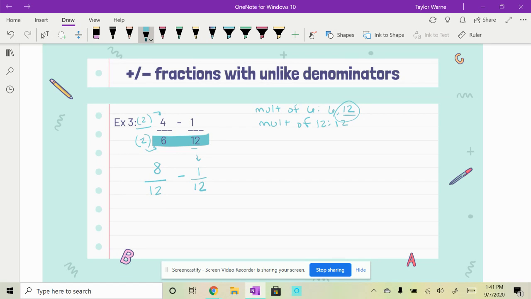So 8 minus 1 is 7 divided by 12. Again, we cannot simplify here, so we have our final answer.